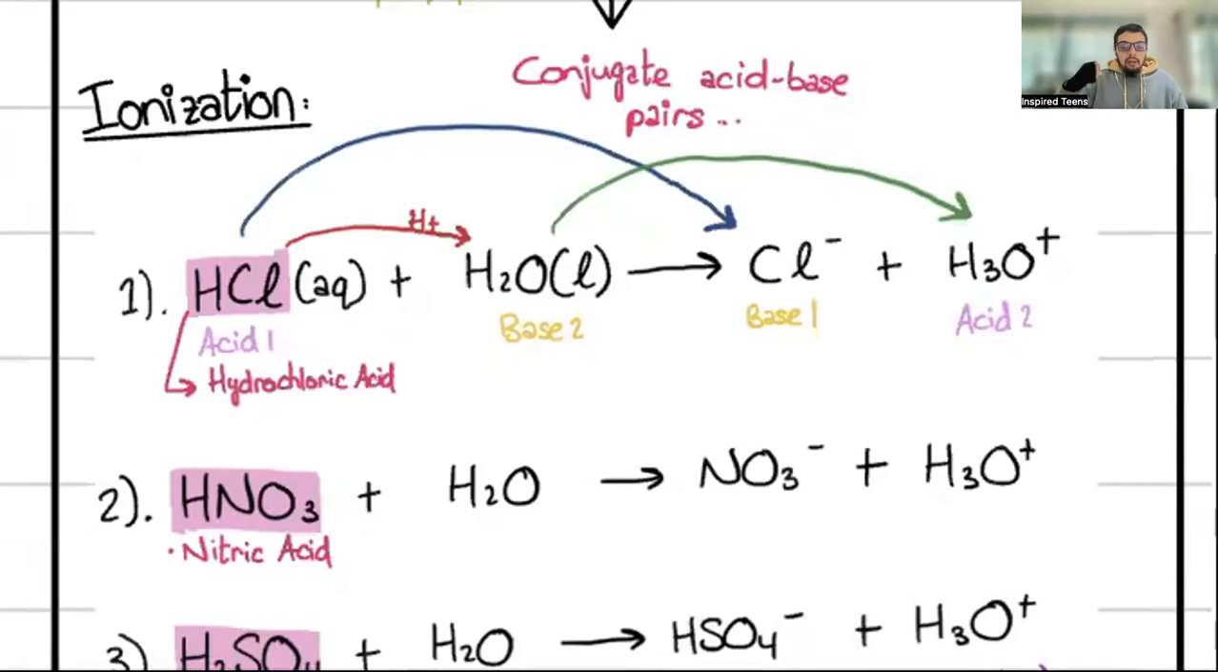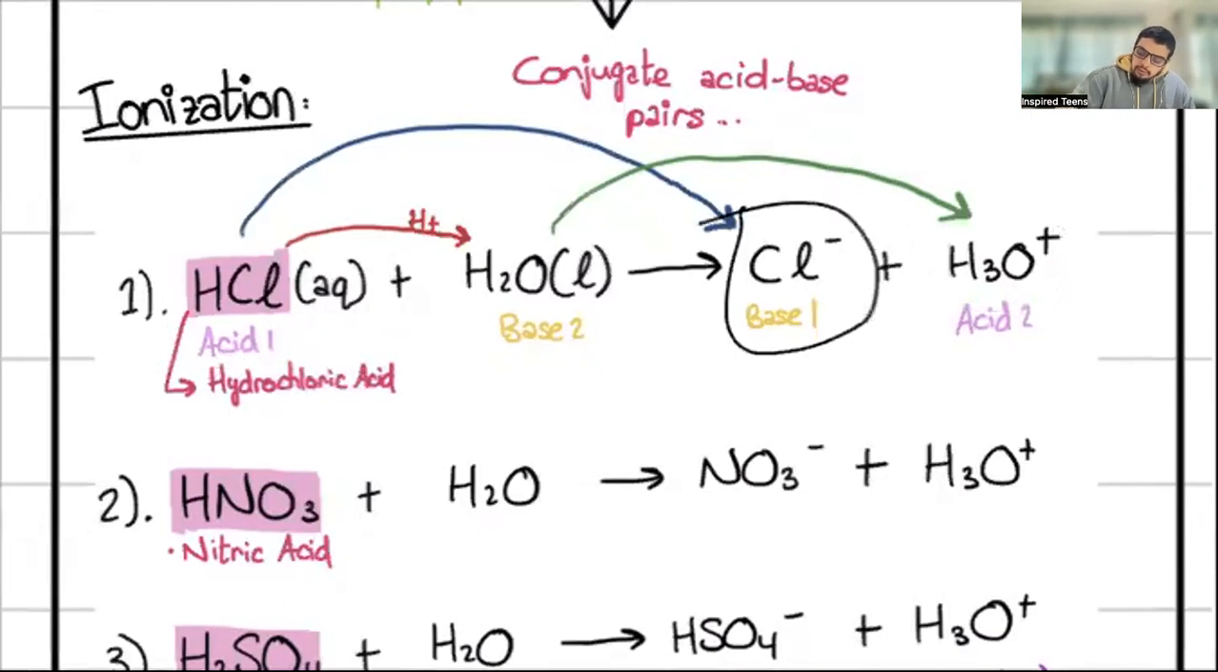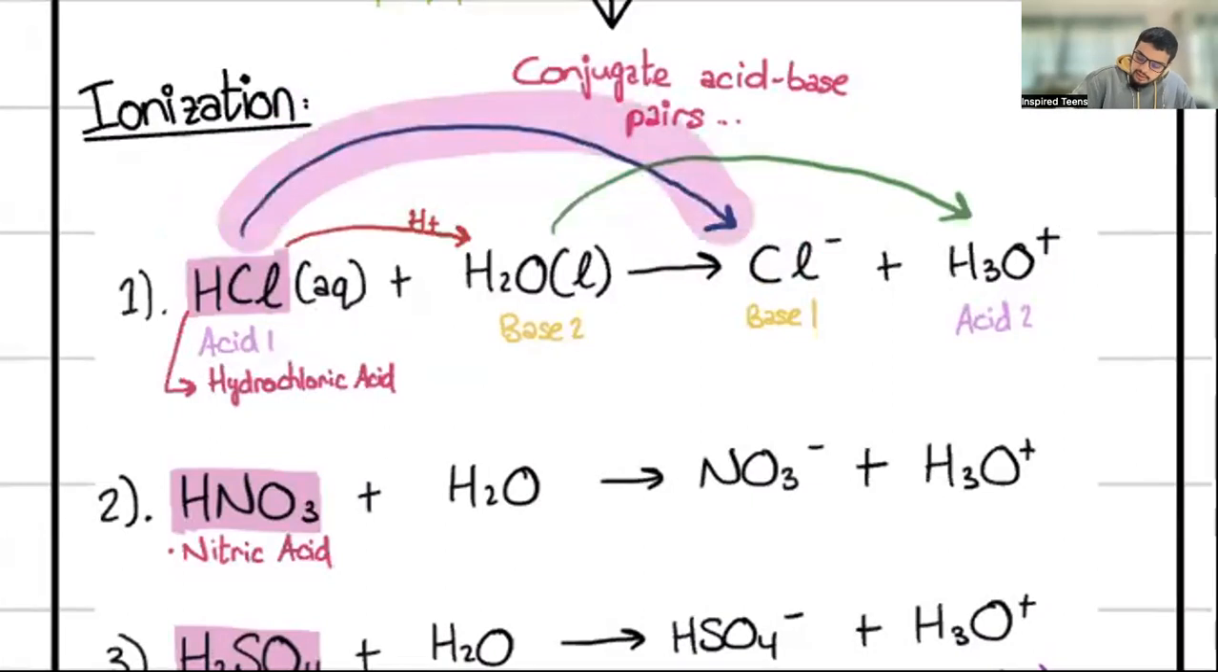Okay, and the other compound, in the case of ionization, will always be water. It would form H3O plus. So as you can see, we have acid 1 and base 1. So these are the acid-base pairs, right? HCl and Cl minus. Then we have the second base and the second acid, forming the second conjugate acid-base pair.